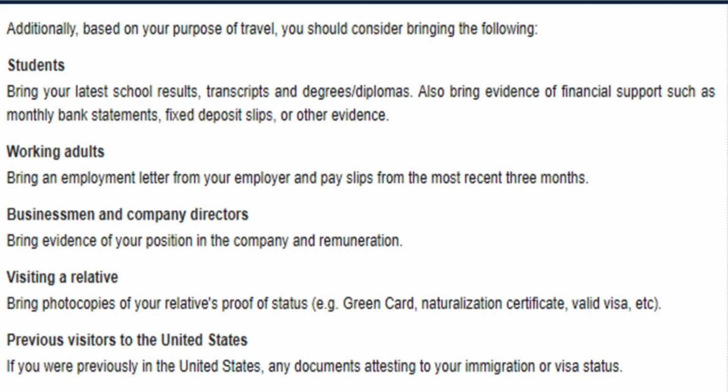For a working adult, bring an employment letter from your employer and pay slips from the most recent 3 months. For a businessman and company directors, bring evidence of your position in the company and the remunerations. For visiting a relative, bring photocopies of your relative's proof of status, green card, naturalization certificate, or a valid visa. If you've been in the United States before, you must bring any document attesting to your immigration or visa status.